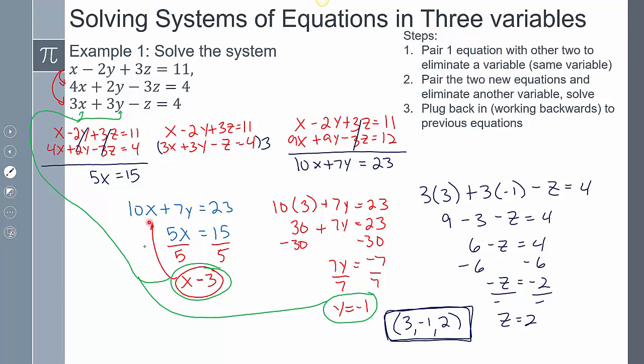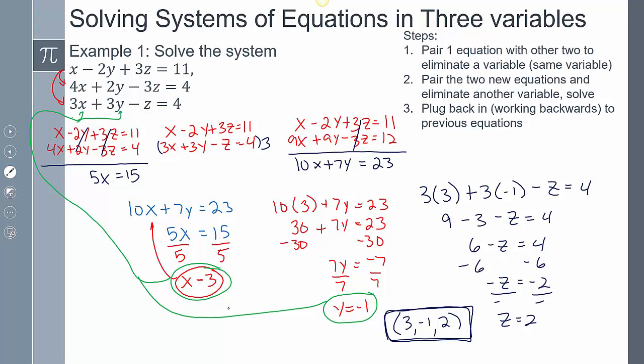And so it just so happened that that same variable was already eliminated, which was y, so I could just use this one to solve. Divide both sides by 5 and I got x equals 3. Plug it back in. Step 3, you got to plug back in working backwards, so plugging it back in, 10 times 3, and then solving for y, I got y equals -1.